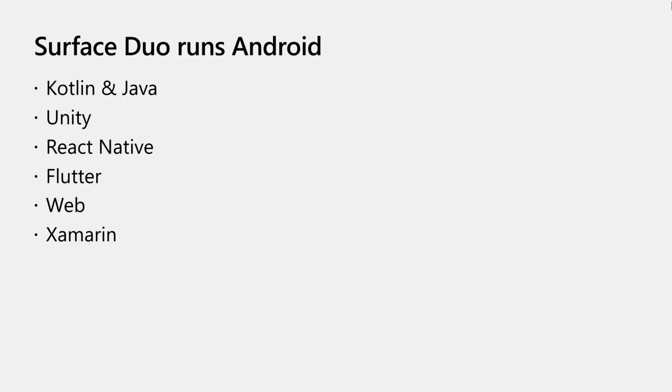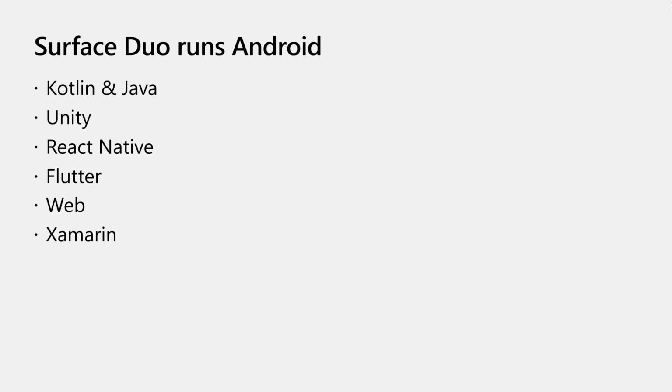Speaking of app developers, because the Surface Duo runs Android, you can build dual-screen apps with a wide variety of developer tools and languages. Java and Kotlin are the obvious choice for existing Android developers. Using Android Studio, you can update your existing apps to take advantage of dual screens or create something new for Surface Duo. Unity developers can incorporate our native Android helper library into their games to customize the game view when it's over two screens.